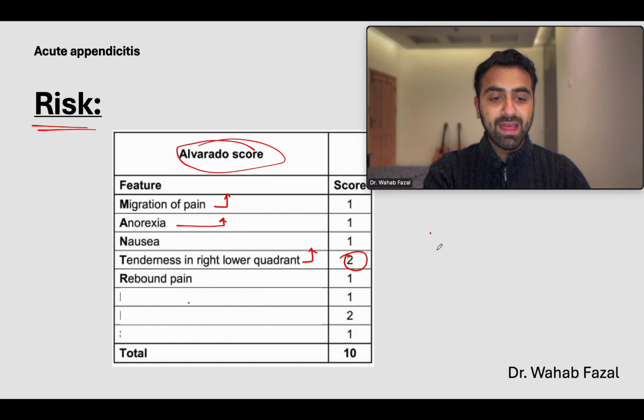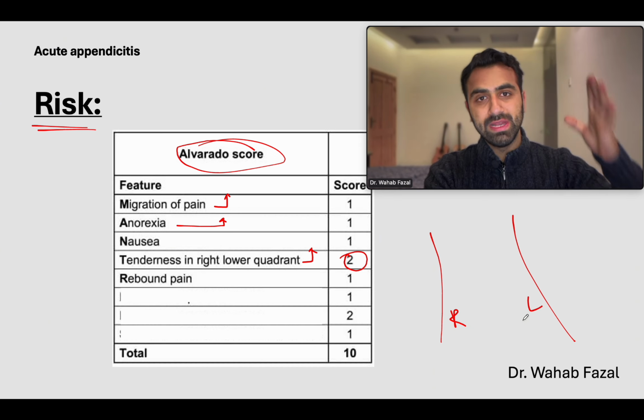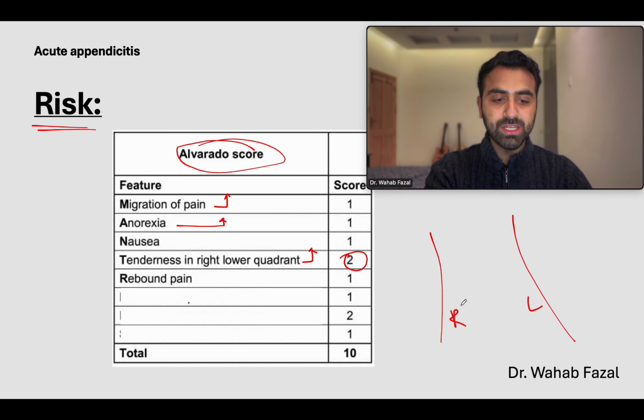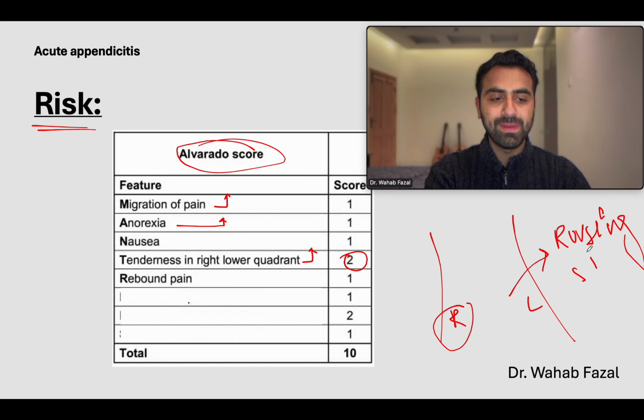And sometimes, let's assume this is the patient's left side and this is the patient's right side, there's a very particular kind of sign that is also elicited. Just for the sake of completeness, let me add it here. If you press the left side and as soon as you leave it, it causes the patient pain on the right side, this is another sign of appendicitis called the Rovsing sign.